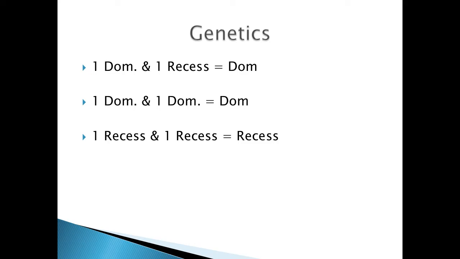If you've got a capital and a lowercase letter, or a dominant and recessive allele, then that is considered a heterozygous genotype because you've got one capital and one lowercase letter. If you've got two dominants, well, you've got two capital letters, which in this case would be considered a homozygous genotype. And the same thing if you've got two recessive alleles. Recessive is represented with lowercase letters, so it would be considered a homozygous genotype.